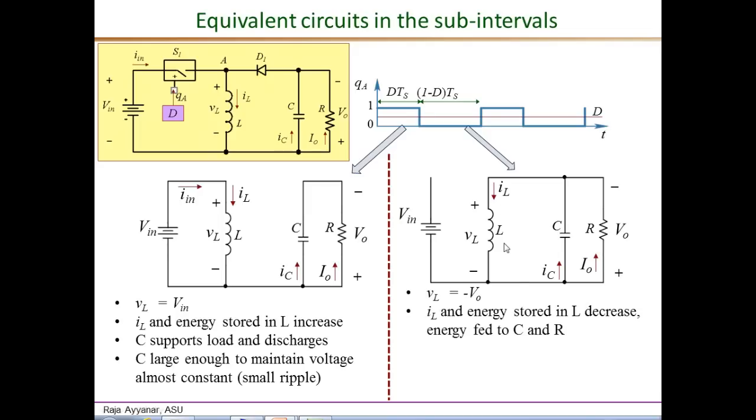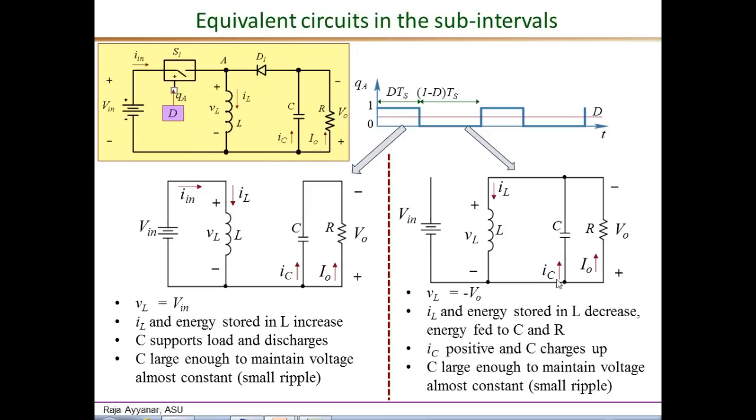So again, from the equivalent circuit, VL, the voltage across the inductor during the off interval, is minus Vo with this polarity of Vo, and therefore the inductor current due to the negative voltage begins to decrease, and the energy stored in the inductor also decreases, and this decrease in energy is what is being delivered to the output capacitor and to the load.